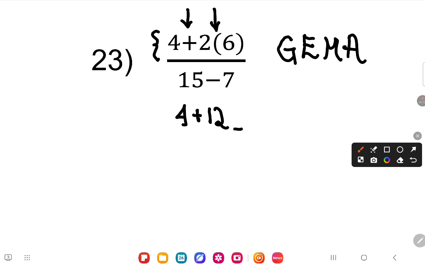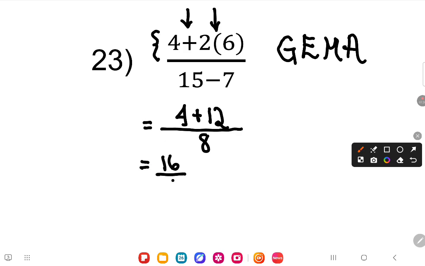So I get 4 plus 12 up the top, leave this fraction bar until after I finish dealing with my groupings. And then on the bottom, 15 minus 7 is 8. I have simplified the group on the bottom, but not the group on the top yet. Let me keep going. 4 plus 12 is 16.